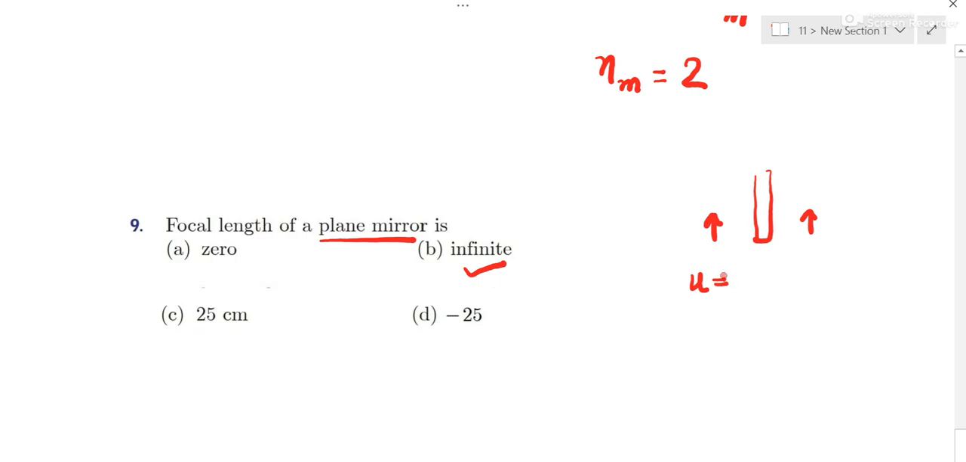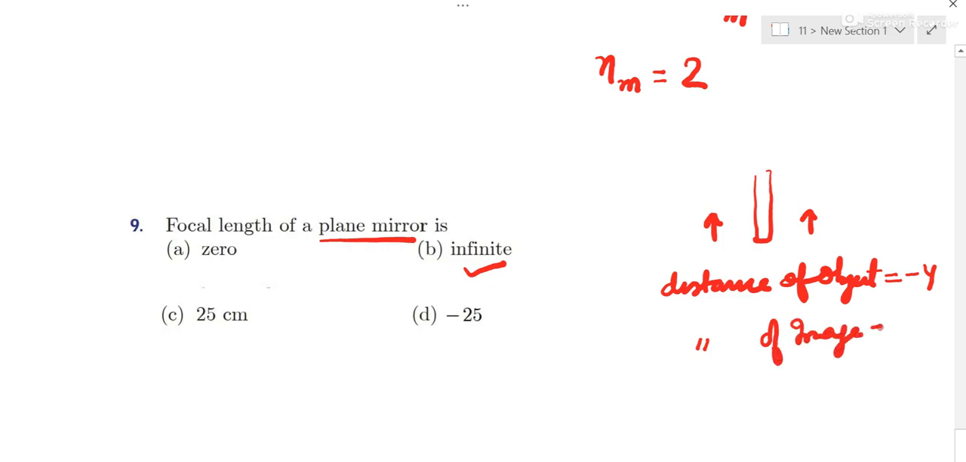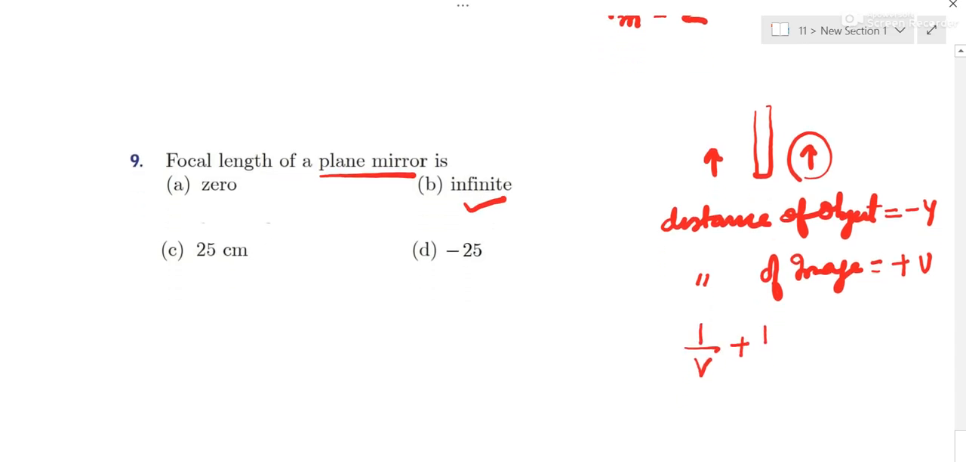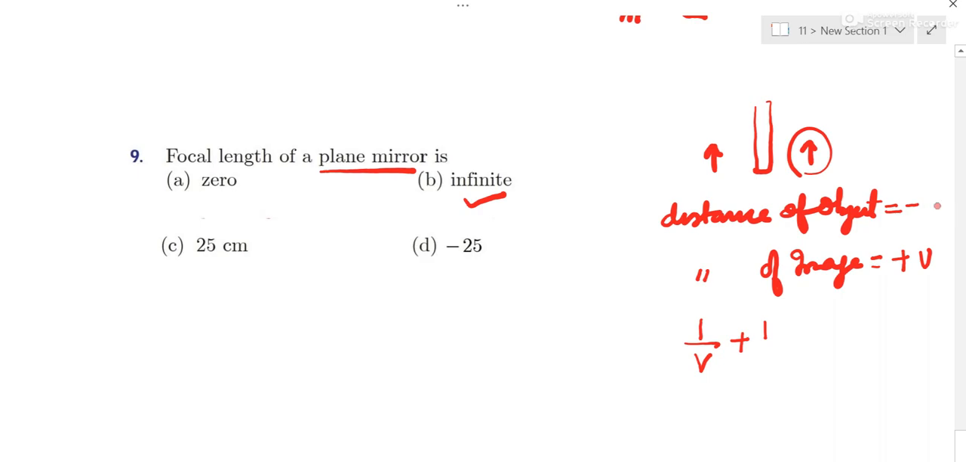Distance of the object is minus u. Distance of the image is plus v because it is behind the mirror, no? So it is plus v. Now we'll use the mirror formula, 1 by v plus 1 by u, equals 1 by f. So they both are equal.